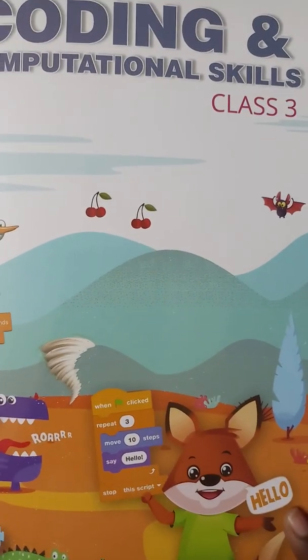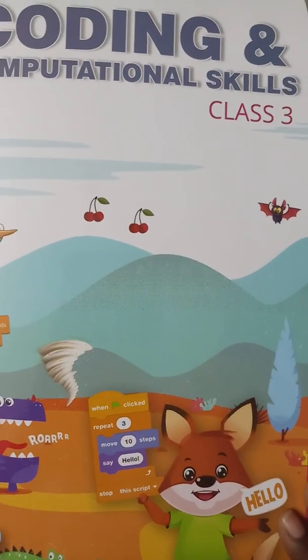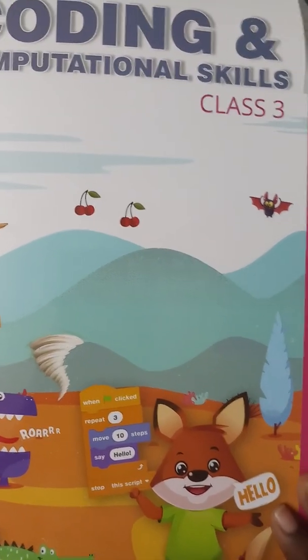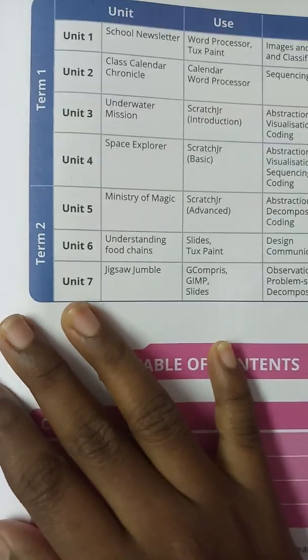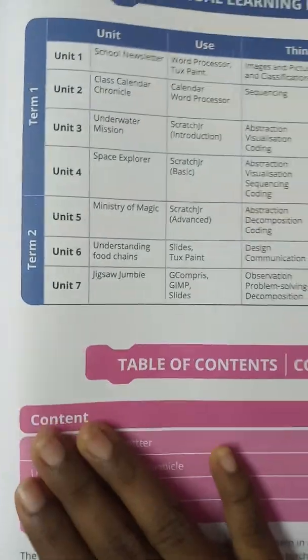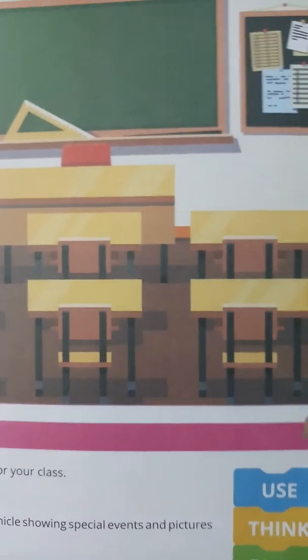Good morning, students. Our first unit, School Newsletter, is completed. Now, shall we start the second unit? Yes. The second unit is Class Calendar Chronicle. First, take page number 16.